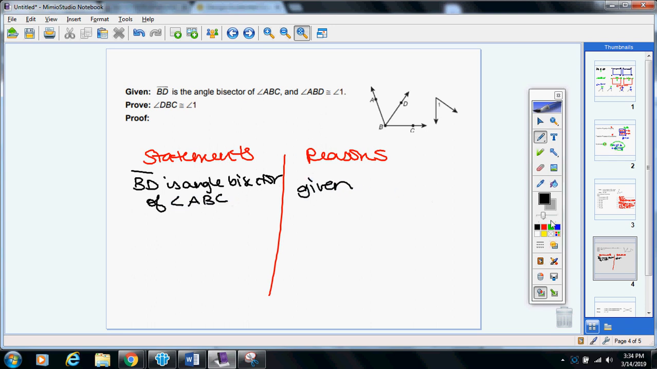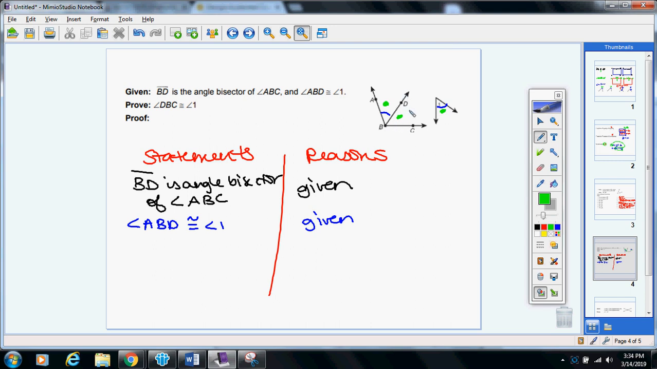And I'm going to change colors here just to make things stick out a little bit, okay? And then we know that angle ABD is congruent to angle 1, and that is also given. So what we're trying to prove here is that angle DBC is also congruent to angle 1. Now, we know if these two angles are congruent, and if this angle is equal to angle 1, well, by default, this angle must be equal to angle 1, but we have to show that, okay?